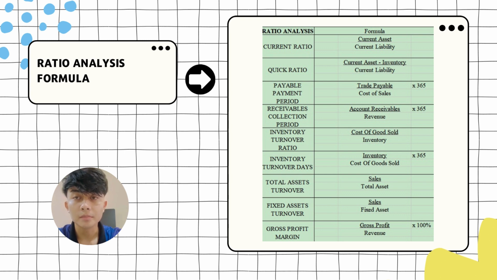For the receivable collection period, account receivable must be divided by revenue and multiplied by 365 days. For the inventory turnover ratio, the cost of goods sold must be divided by inventory. Next, for the inventory turnover days, the formula is the inventory divided by cost of goods sold and multiplied by 365 days. For the total asset turnover, sales divided by total asset. Next, for the fixed asset turnover, sales divided by fixed asset. For the gross profit margin, gross profit must be divided by revenue and multiplied by 100%.